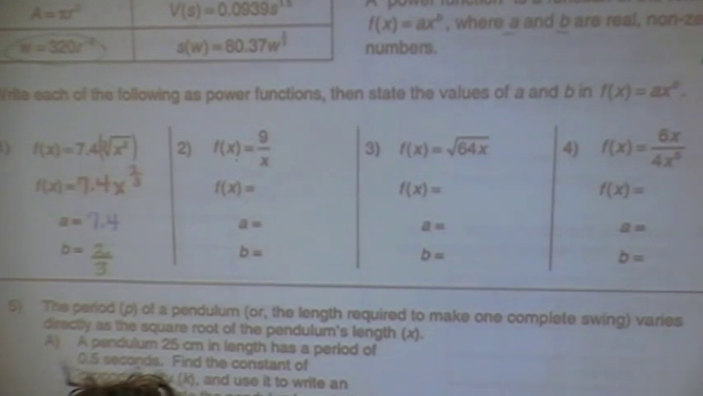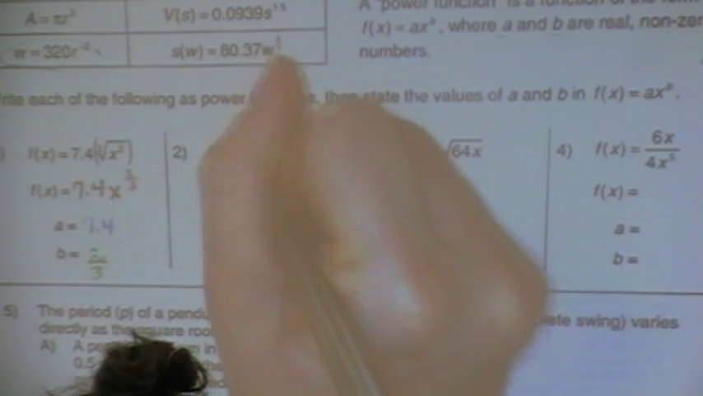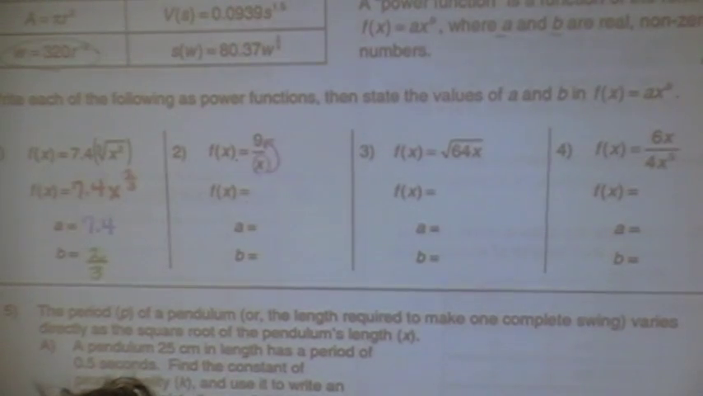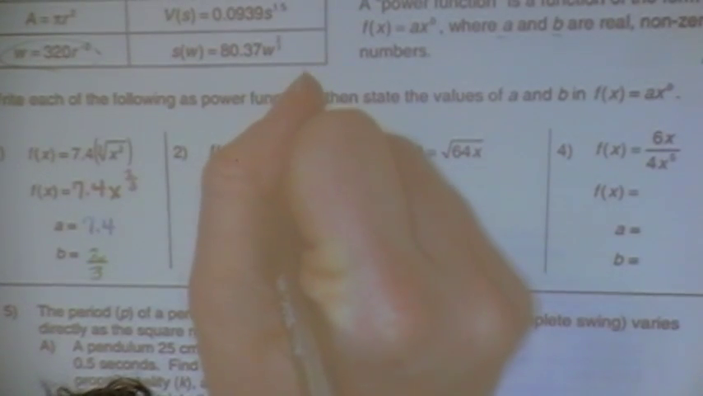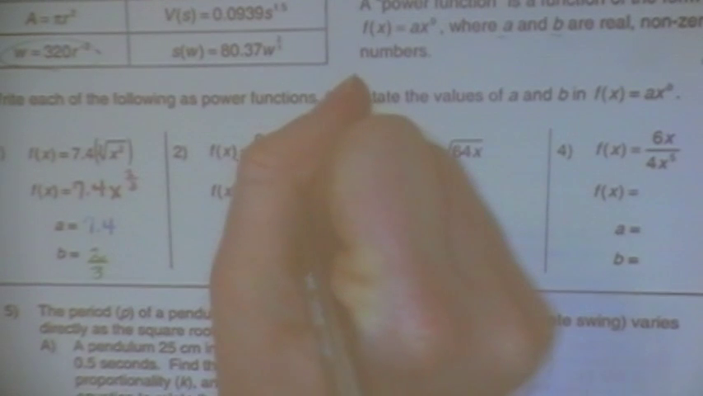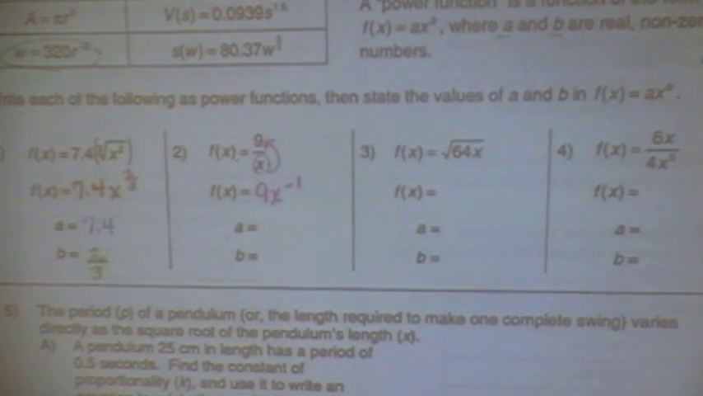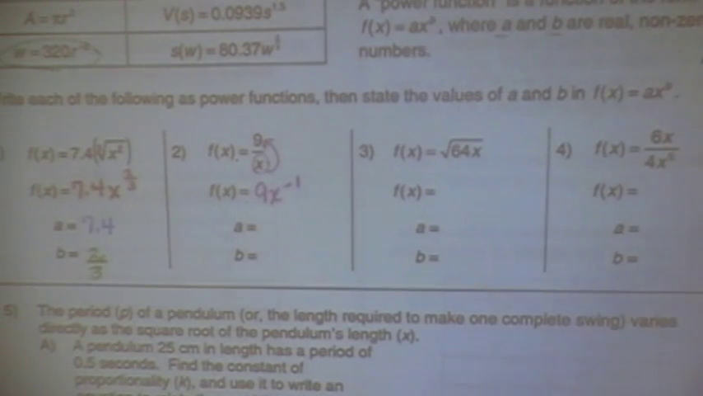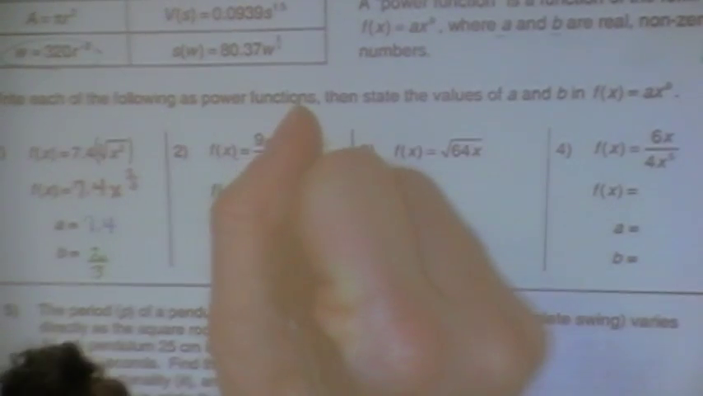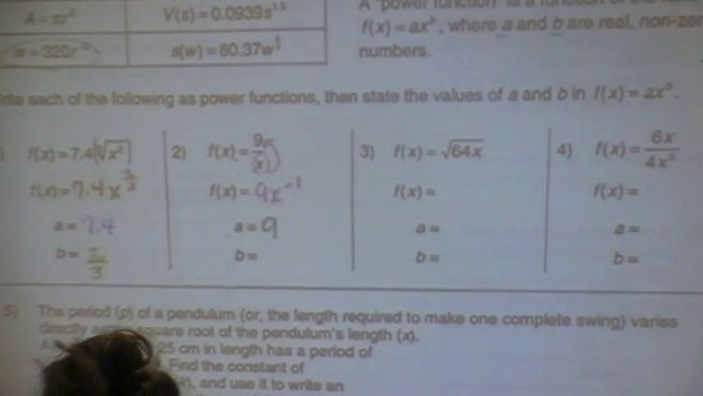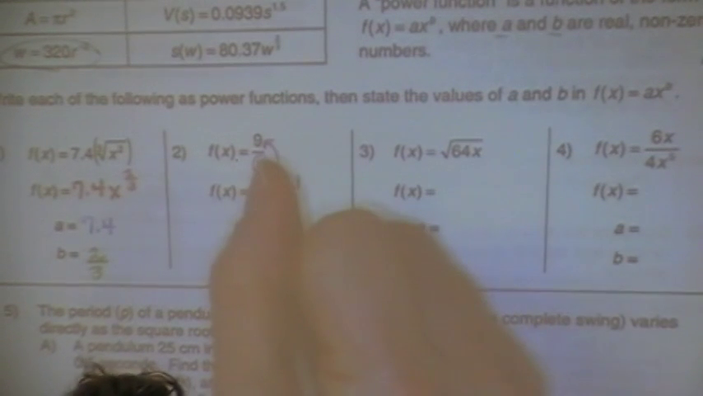Alright, number 2, same thing. We want to write it in a times x to the b power form. So in this case, my x is on the bottom. Right now it's in a rational sort of form, and I don't want that x on the bottom. I need it to be up next to the 9. So when I rewrite it, I'm going to rewrite it as 9 x to the negative 1. So your a value is 9. And your b value is negative 1.